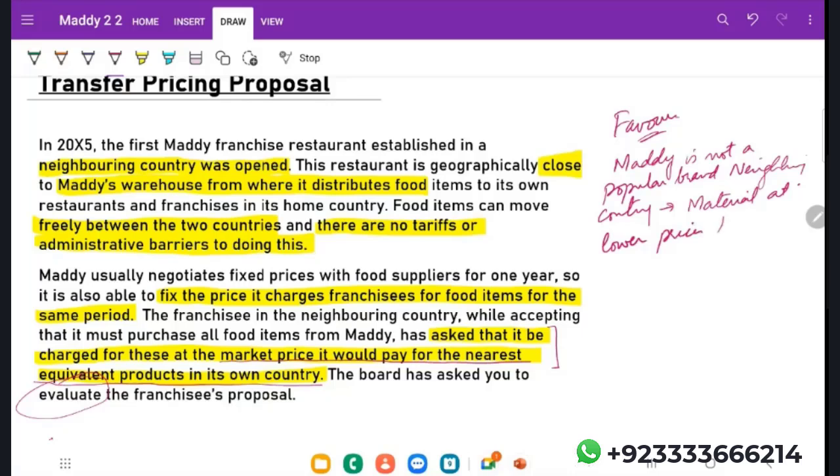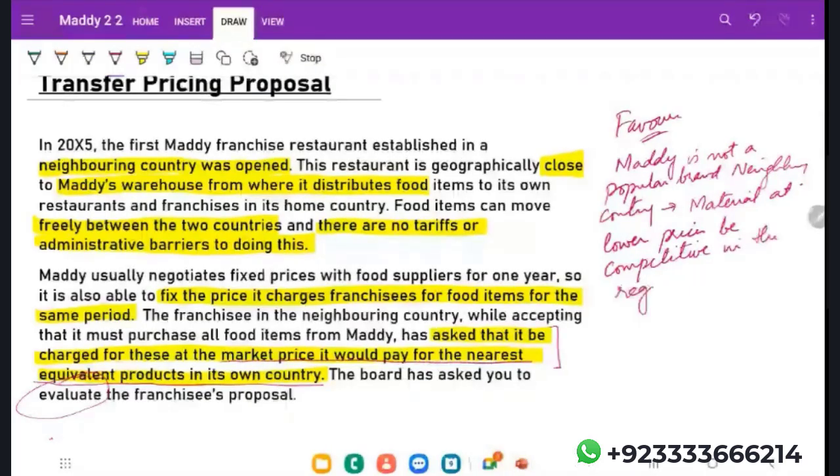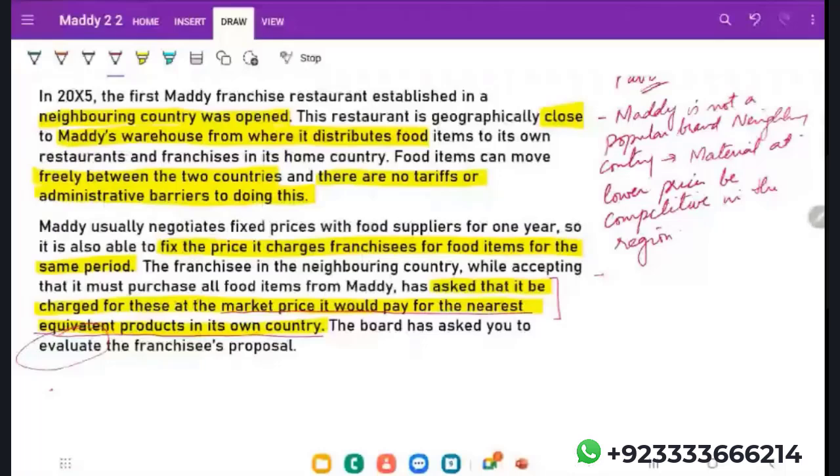Prices to be competitive in the industry, in the region, right? To be competitive in the region. So that's the first reason why maybe they want to do it. What can be the other thing which we write with respect to this part? Since they are close to Medi's warehouse from which it distributes the food items, that means there may be some cost savings. So you can pass those cost savings to the franchise, right?